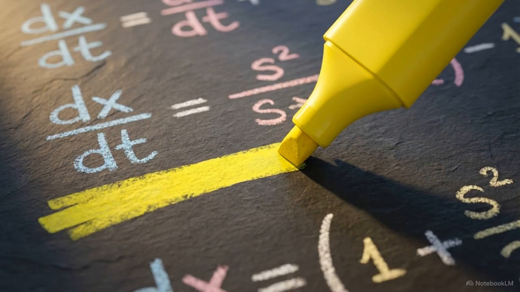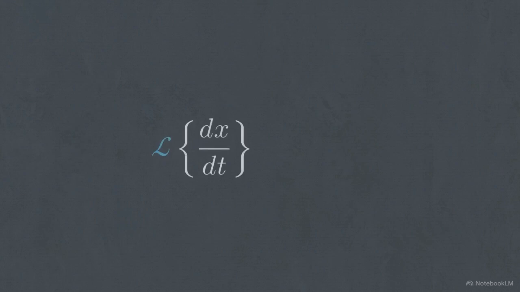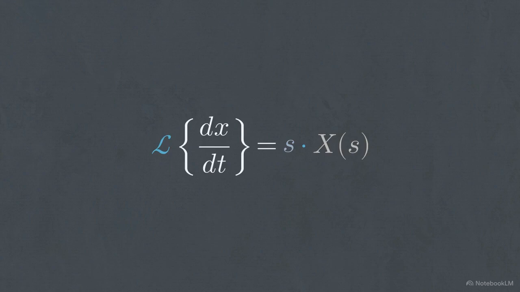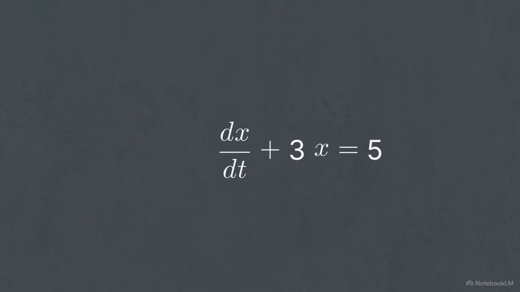The most crucial feature of the Laplace transform for control systems is the derivative property. Looking at this rule, we see what happens to a first derivative. The term dx over dt translates into the variable s multiplied by X of s. Here, the translation does its heavy lifting. Complex differentiation is completely replaced by simple algebraic multiplication.